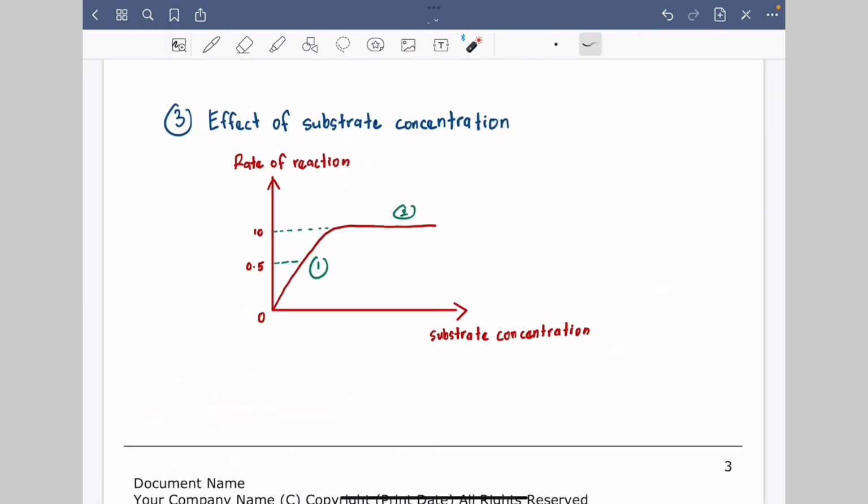The third effect on enzyme reaction is the substrate concentration. This kind of effect tells us that as the substrate concentration is increased, the rate of reaction also increases. Concentration of substrate increases, but the concentration of enzyme within the system is fixed.